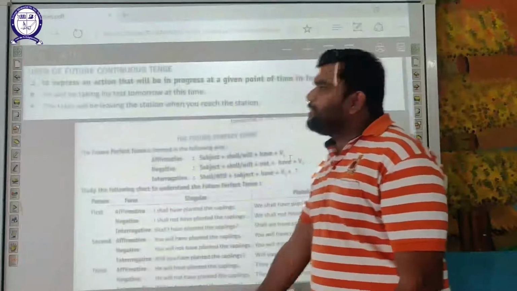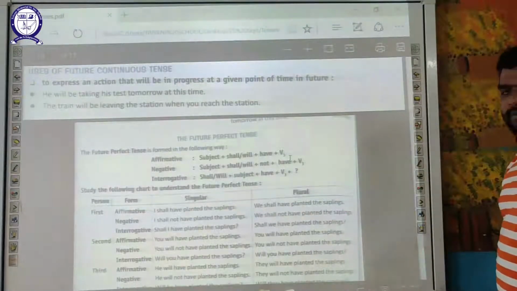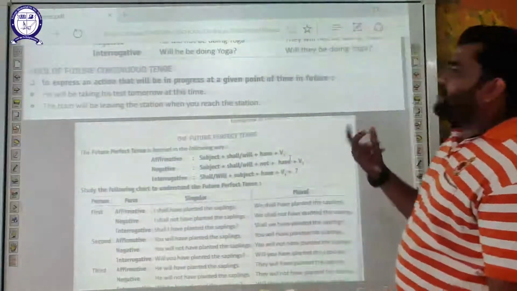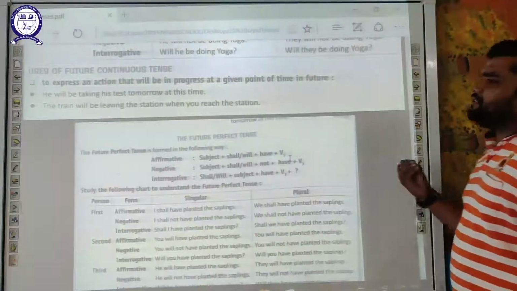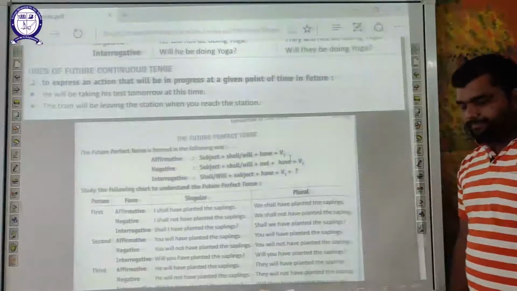Now where to use this one? To express an action that will be in progress at a given point of time in future. He will be taking his test tomorrow at this time. The train will be leaving the station when you reach the station. Okay.